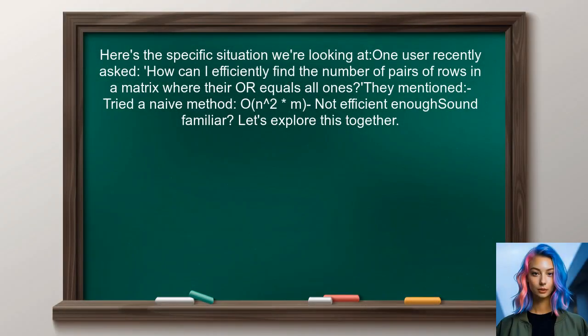Here's the specific situation we're looking at. One user recently asked, how can I efficiently find the number of pairs of rows in a matrix where their OR equals all ones? They mentioned trying a naive method with a time complexity of O of n squared times m, but it just wasn't efficient enough. Sound familiar? Let's explore this together.